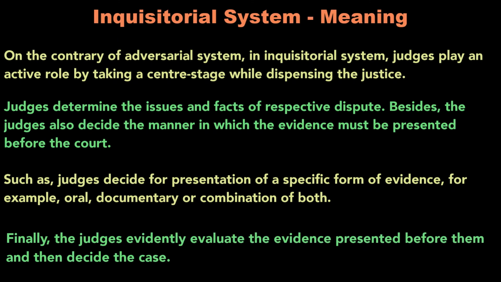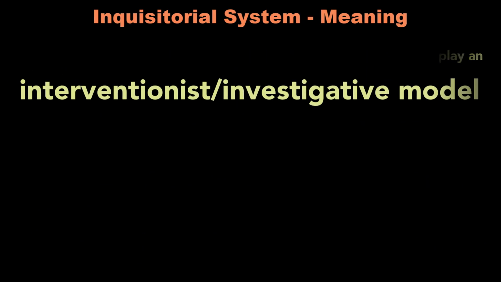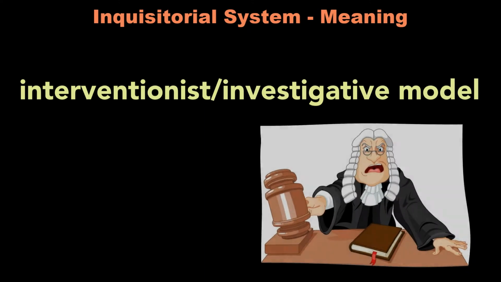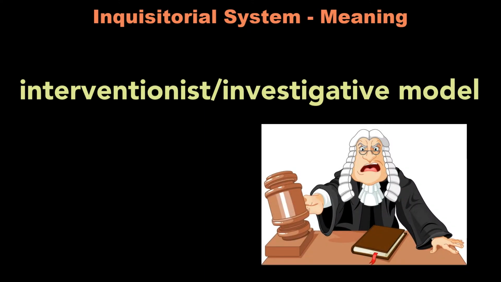Finally, the judges efficiently evaluate the evidence presented before them and then decide the case. Because of such an active role of the judges, such a system of legal proceedings is also known as the interventionist or investigative model, as judges intervene in or investigate the case.